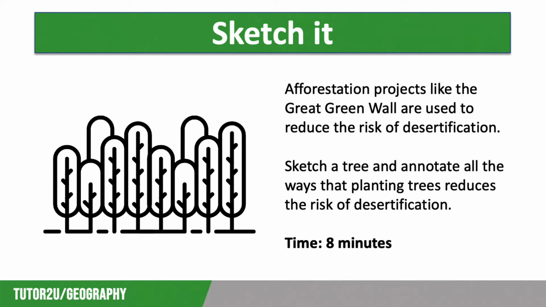Excellent. So at the end of the hot deserts unit, there's some work on desertification, and part of that is about the strategies used to try and reverse the effects of desertification. A really common case study that lots of students know is the Great Green Wall. Like we said on the screen here, it's an afforestation project. It's used to reduce the risk of desertification.